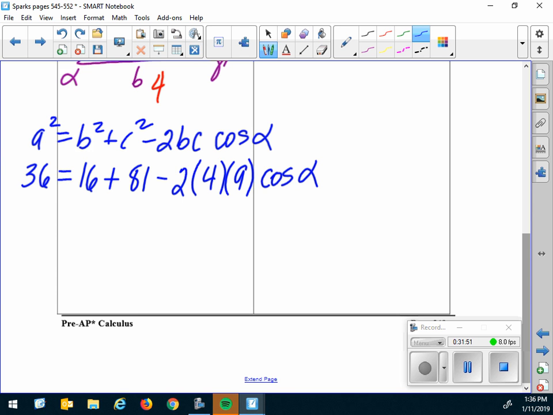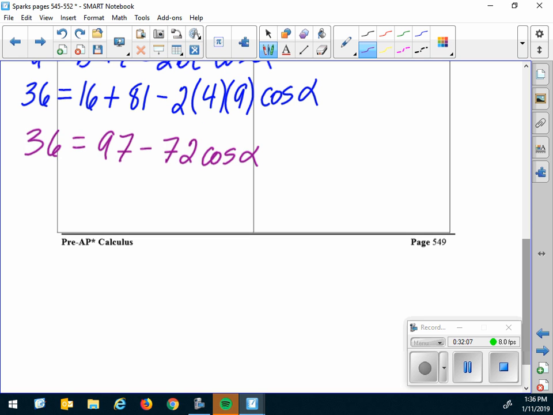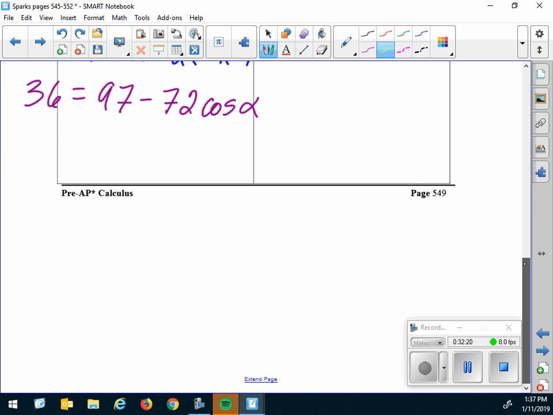Not hard, though. All right. So what do we got here? We got 36 equals, what's that, 97 minus 72 cosine alpha. That's what we're getting ready to talk about. Notice right here, that is 2 times B times C times cosine alpha. Now, I don't want you to write down what I'm getting ready to write down because I'm going to make a mistake. I'm going to make a mistake that some of you are going to make if I don't try to stop you from it, if I don't try to save you from yourselves, okay?